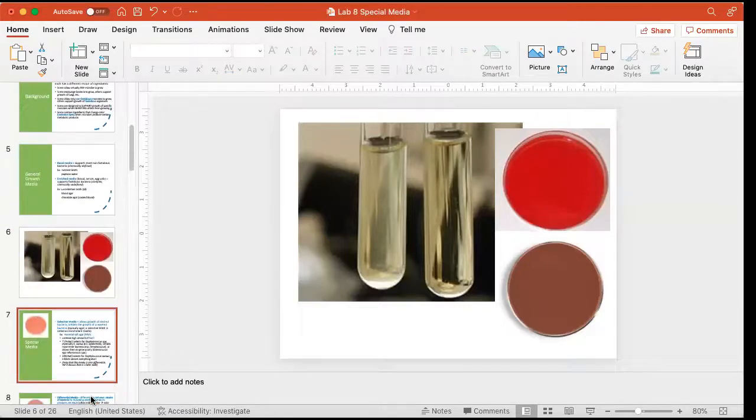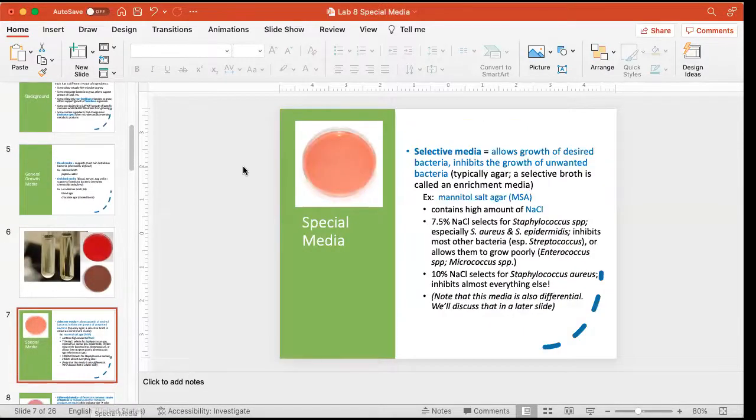All right. Now let's talk about these special media. The third type of culture media is called selective media. Selective media is a type of culture media that is going to allow the growth of desired bacteria while it inhibits the growth of unwanted bacteria. So this is a type of media that selects which kind of bacteria can grow on it and which kind can't.